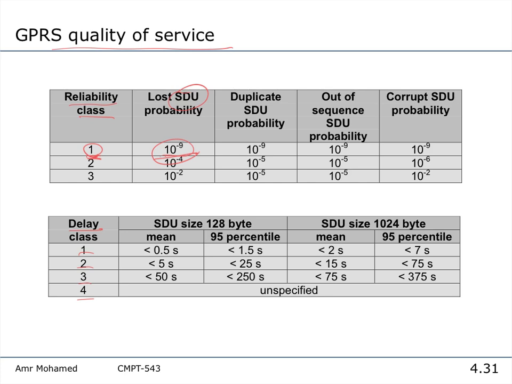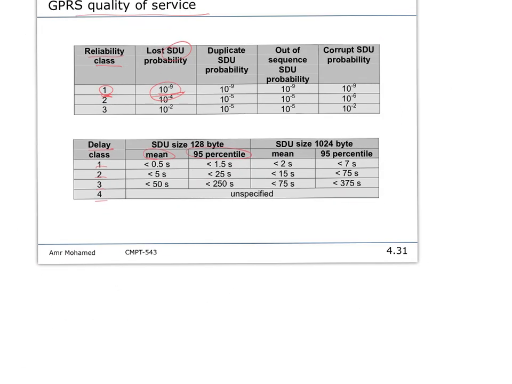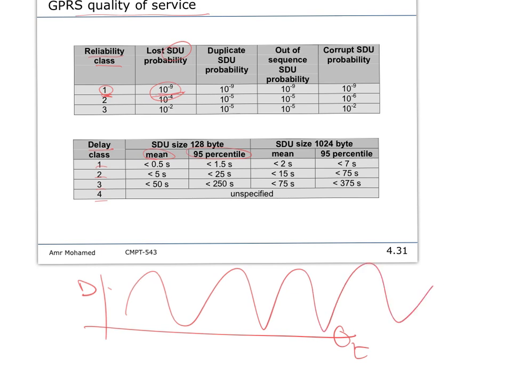Okay, delay here is defined based on the mean delay and the 95% percentile. And what that means is that when we say the mean is less than 0.5 seconds, this means that the delay versus time may be going up and down, but the mean here is 0.5 seconds. As long as the mean is 0.5 seconds, or less, of course, then it's fine.